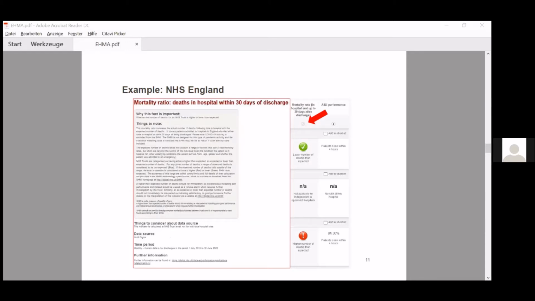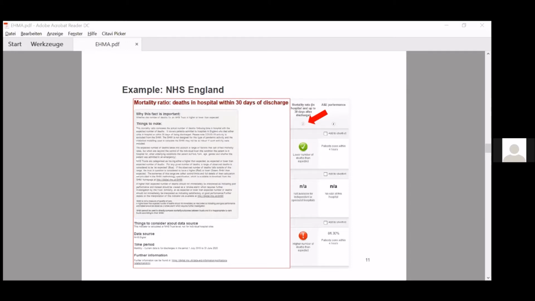Here, if you click on the information symbol, you would see that the mortality indicator, for example, relates to the mortality within 30 days of discharge, and you would find how this indicator is constructed and what the user needs to know in order to interpret it correctly. So the user is also requested to invest some time to try to understand what is going on here.